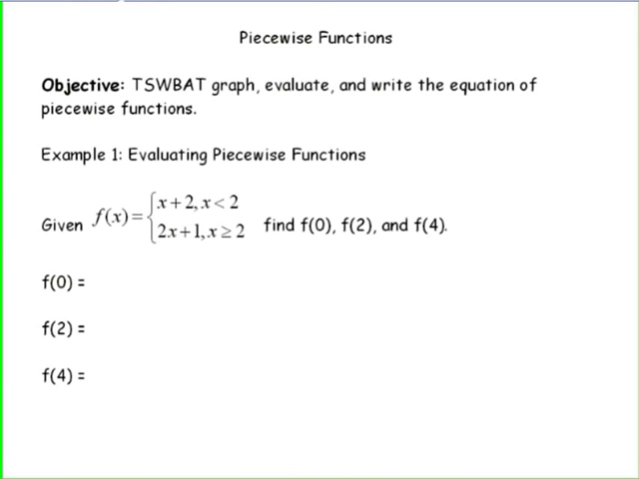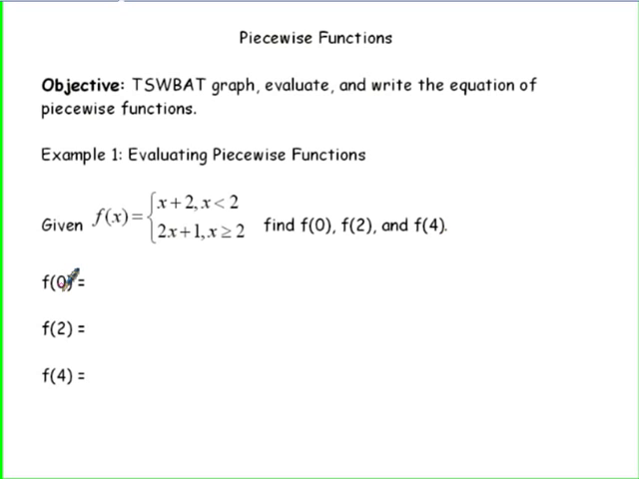Our objective is that students will be able to graph, evaluate, and write the equation of a piecewise function. Example number 1, evaluating piecewise functions. If we're given this function, f of x, and we're told two different pieces: on this part of the domain, when x is less than 2, this is the part of the function that we look at. And where x is greater than or equal to 2, we look at this function. So we need to find f of 0, f of 2, and f of 4.